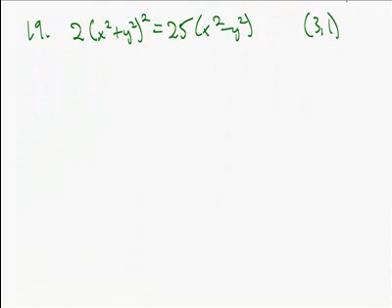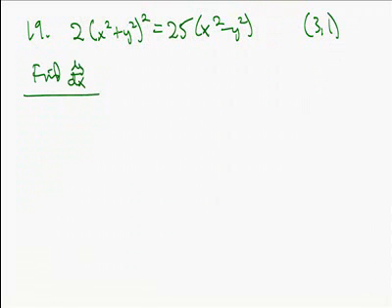So this is a lemniscate when you draw it out. Looks like the infinity sign there, number 19. But again, what we're trying to do is find the equation of the line tangent at the point (3, 1). So we're going to need to find dy/dx. So let's go ahead and do that using implicit differentiation.